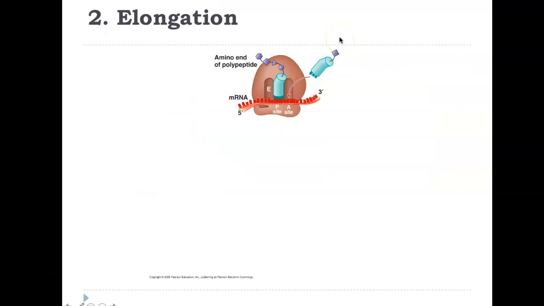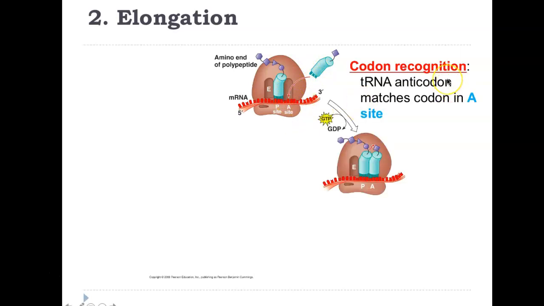Right, the second step of translation is called elongation. This is where the growing polypeptide becomes longer, basically. And so here are these steps that I was talking about. If you look here in the P site, you have your growing amino acid chain. Then you see this other tRNA coming into the A site with its amino acid. So there's some codon recognition going on. The anticodon matches with the codon, brings in its amino acid.